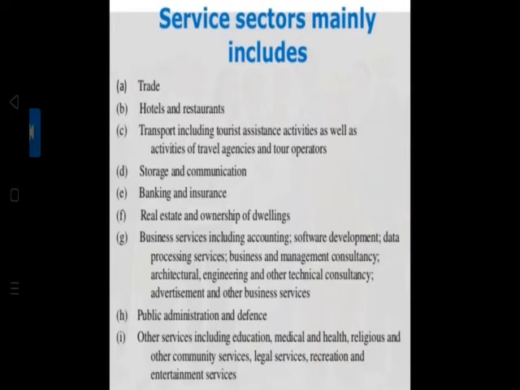Public administration and defense. Other services including education, medical and health, religious and other community services, legal services, and recreational and entertainment services. So I hope when you keep reading about these services, you will be able to relate them to the tertiary sector and understand why it is considered a service industry or a tertiary industry.